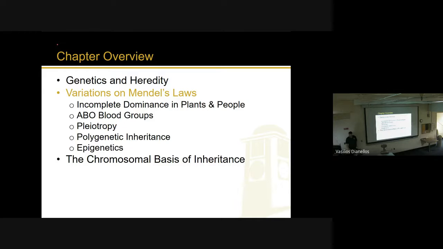We're going to talk about variations on Mendel's laws. So to remind you of what we talked about so far. Everything we've talked about so far is one gene controlling one character, and it's either completely dominant or completely recessive, right? So like chin dimples and eye color and freckles and the color of a pea flower, right? It was either this or that, and there was only one gene that caused it.